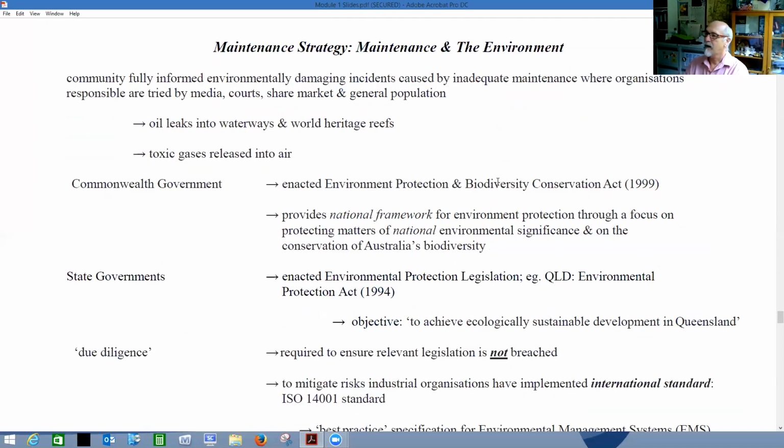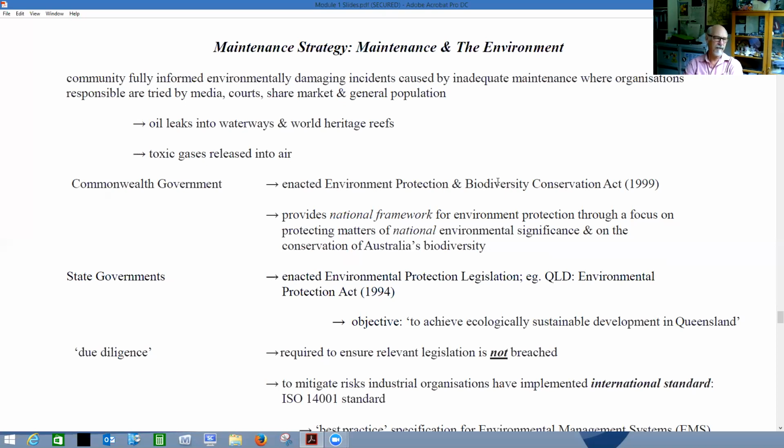Okay, what about maintenance in the environment? Well, again, legal obligations there. There are moral and ethical community obligations, and certainly community expectations. The community is fully informed of environmentally damaging incidents caused by inadequate maintenance where organisations are responsible. They're tried by the media, tried by courts, tried by the share market. The price of your company drops very quickly. And the general population, of course, as soon as you have an accident, and again, if it's related to maintenance in particular, that's your responsibility.